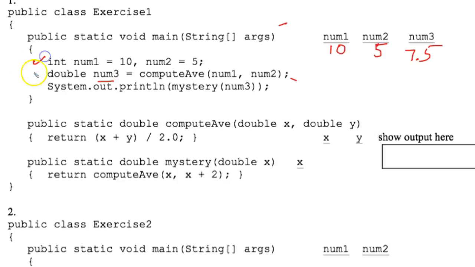So we've finished executing those 2 lines of code. We have one more line of code to execute. Looking closely, num3 is currently 7.5, so that's really 7.5.